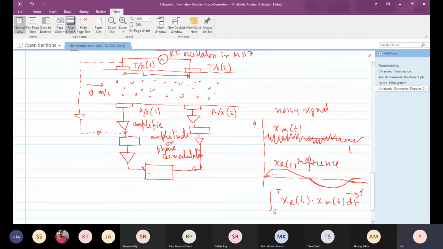So this is the correlator. Basically what is happening is that we are putting one set of transmitter and receiver at this place, and another set of transmitter and receiver at this place. Now what is the assumption made here? The assumption is that the distribution of these particles will more or less remain the same while traveling the capital L distance.